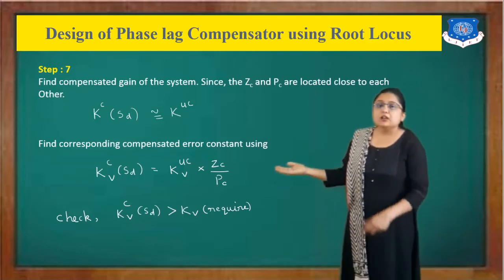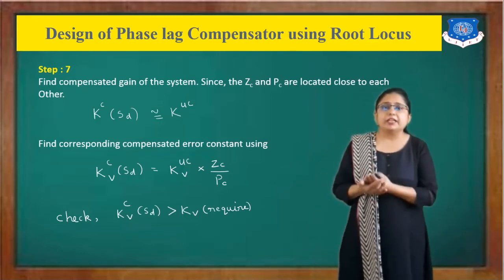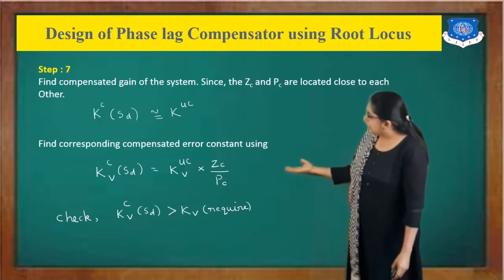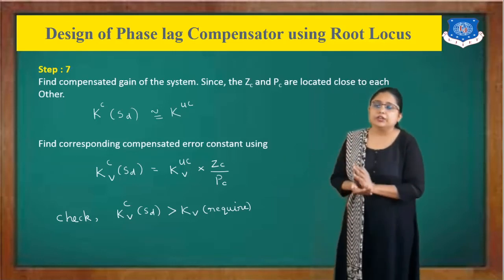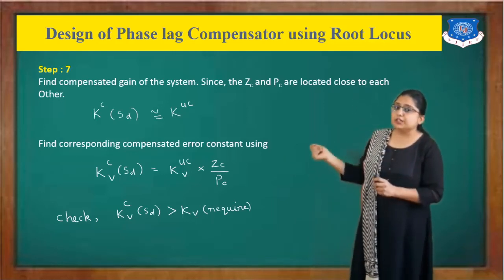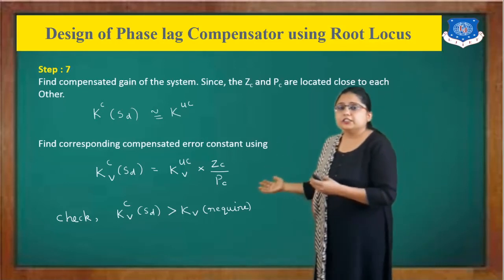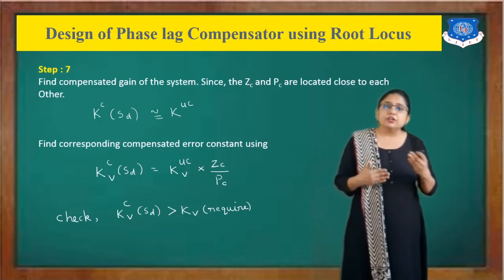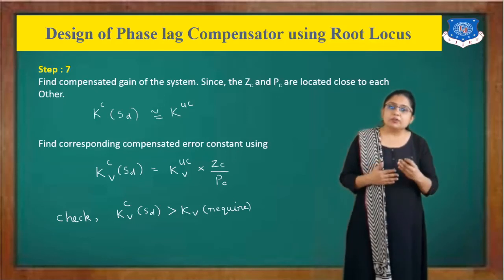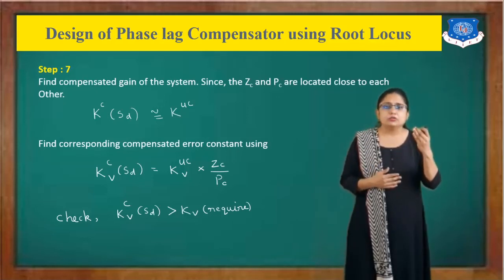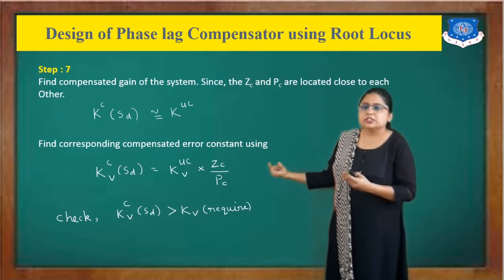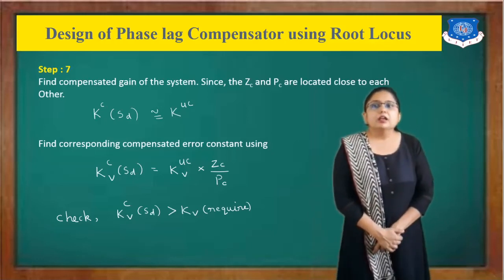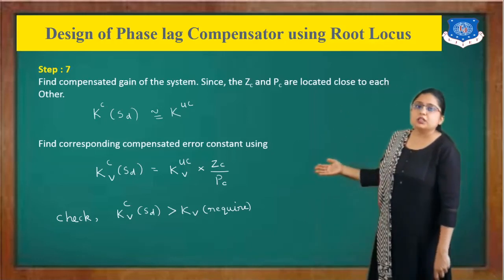Okay. That means, for example, if the given KV is around 5 or 4, whatever it is, when you find this, it should be greater than or equal to your requirement. If this requirement is not met, for example given is 4 but you are getting 3, then you have to redesign the whole procedure by choosing a different value of beta. That's why we are taking some higher value, so here you will get some margin, so that your KVCSD is greater than your KV required.